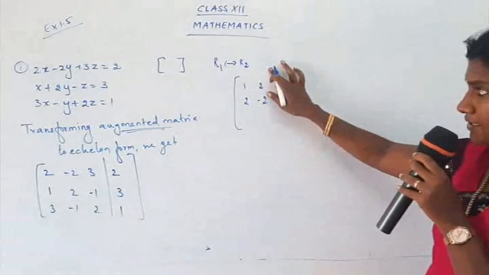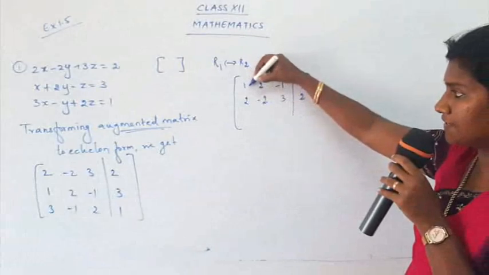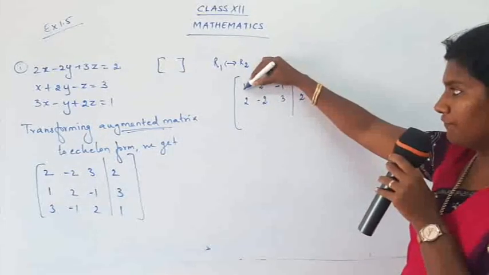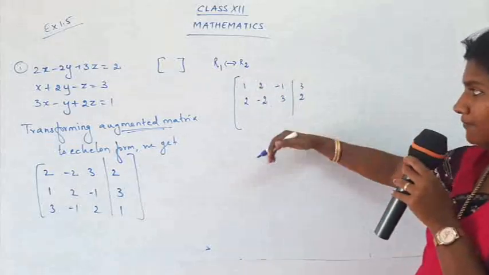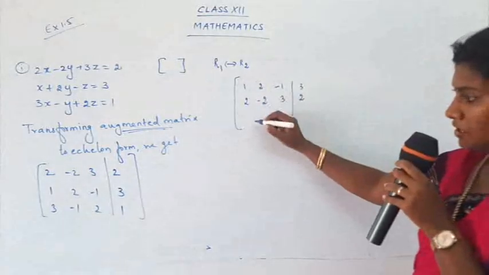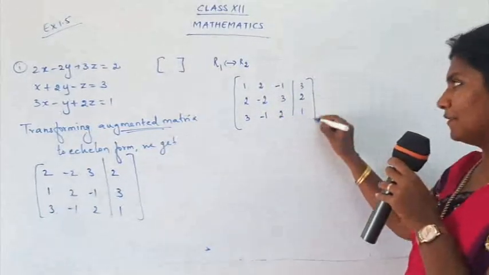I hope the first step is clear. Why are we interchanging R1 and R2? Because always the first element of the first row should be 1, so that our sum becomes easy and we can go for the next step. Our second step becomes very easy. Then what is left here? 3, minus 1, 2 and 1. Now you know the step.